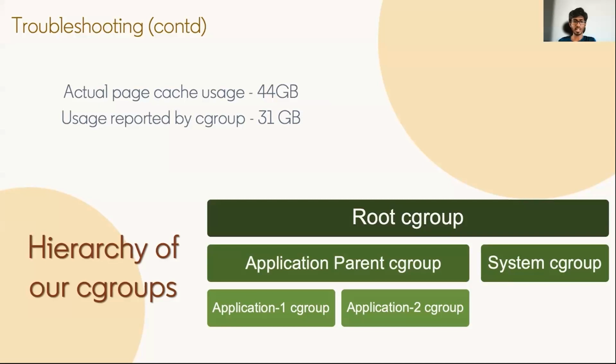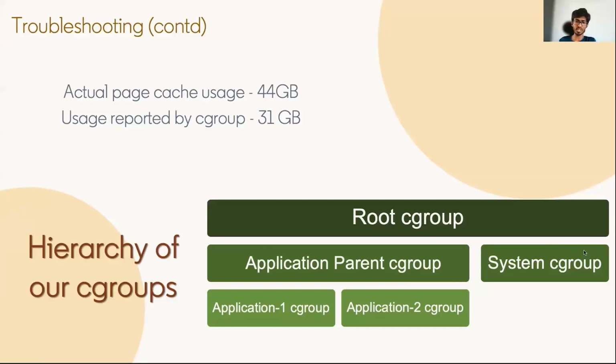So we had to take a deeper look at that. Just some context on the hierarchy of our C groups. We have a root C group at the host level, which has two children. One is the system C group, which hosts applications for the deployment stack, for the host level metrics, for shipping of logs, and so on. And then we have the application parent C group, which is the parent C group for the application C group that hosts the production applications.